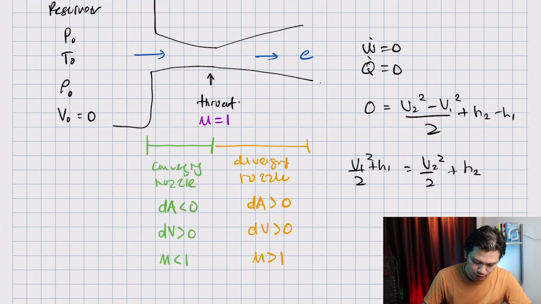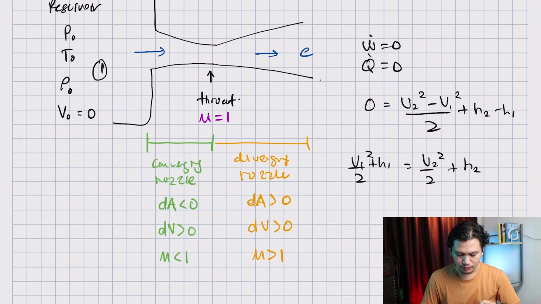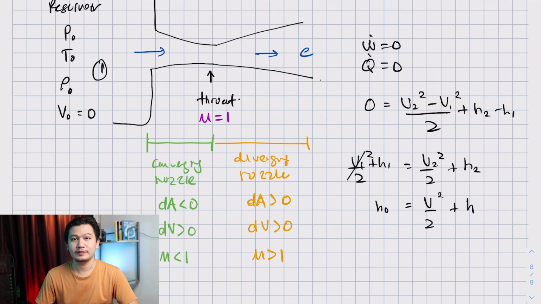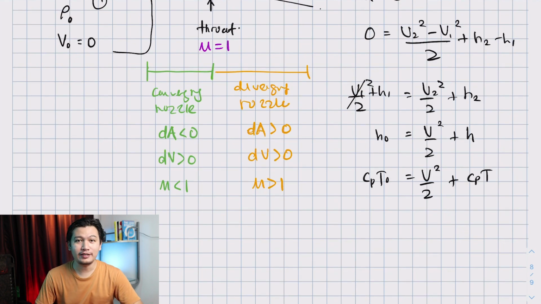Alright, now I want my point 1 to be inside the reservoir, right? And point 2 is anywhere inside the nozzle. Okay, so you know that in the reservoir, V is 0, so I can cancel this out. So what I have is H0 equal to V squared over 2 plus H. And remember, 0 is the condition in the reservoir. It's a stagnation condition whereby the flow is not moving. Okay, so H0 can also be written as Cp T0 equal to V squared over 2 plus Cp T. Okay, does it make sense to you?